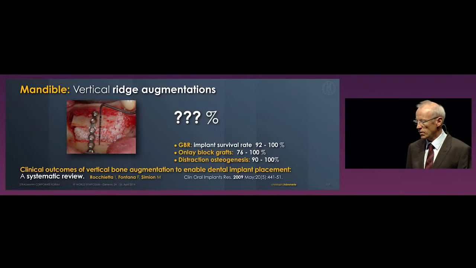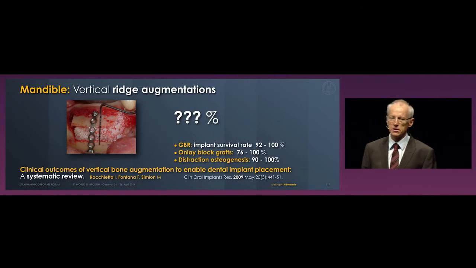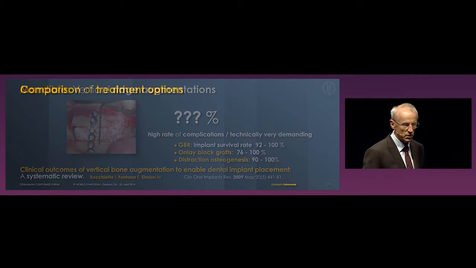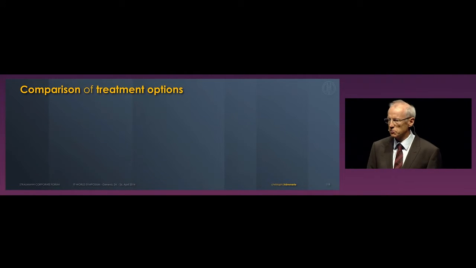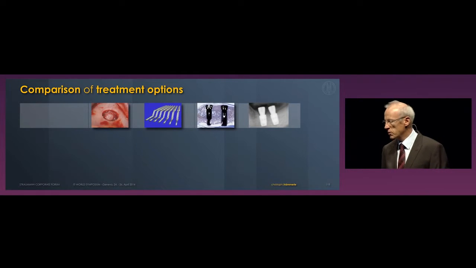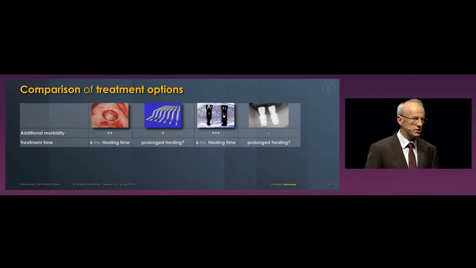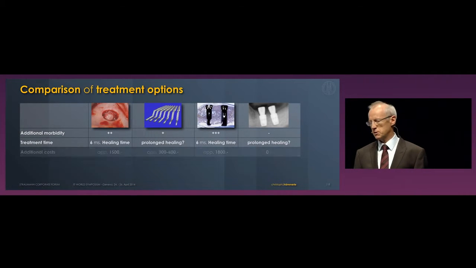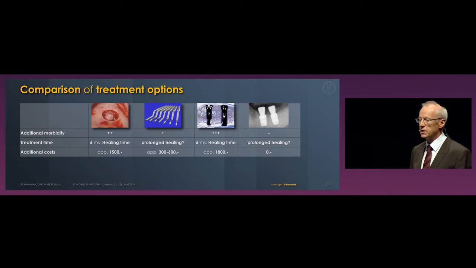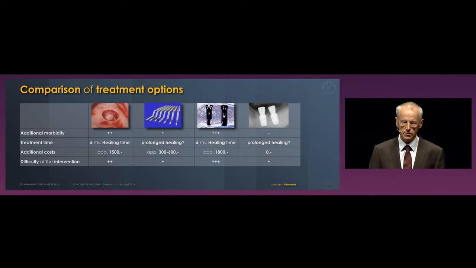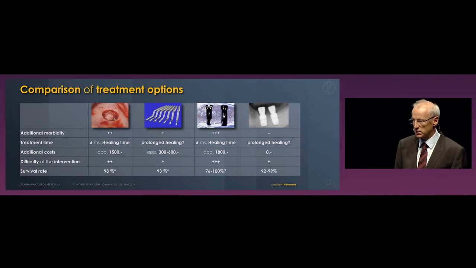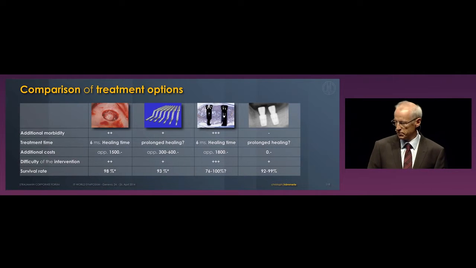Furthermore, vertical ridge augmentation is difficult to say. There are different techniques. I have listed them here. They have different types of survival rates. Common to all of them is the fact that they have high rates of clinical complications, morbidities, as Professor Buser talked about, and they're technically very demanding. So they're not for everyday practice, but short implants are.